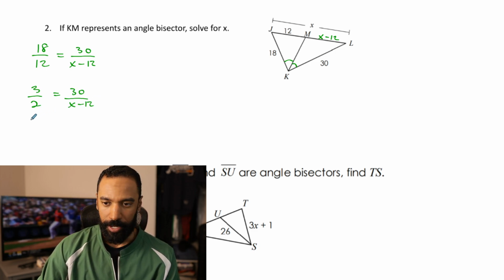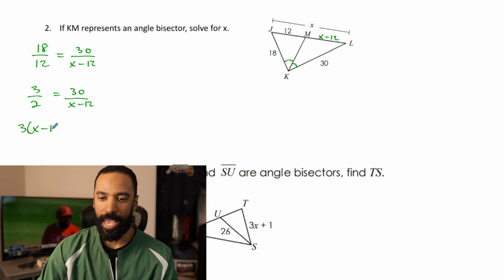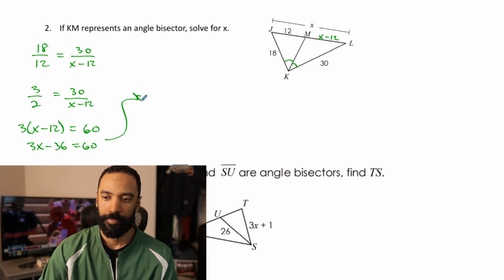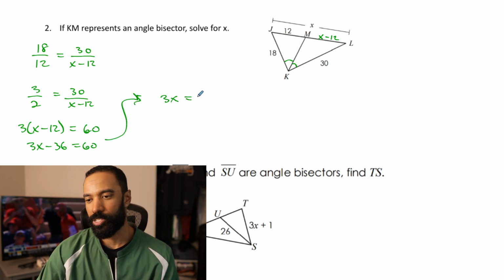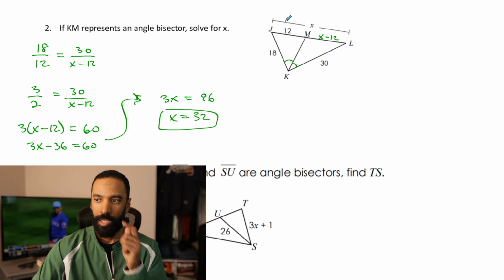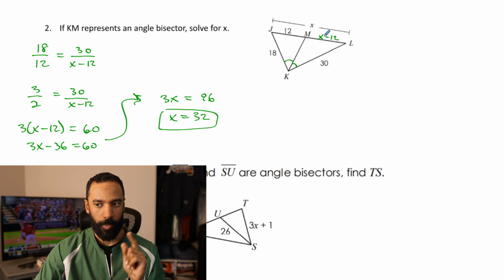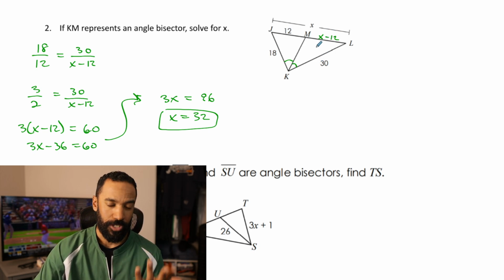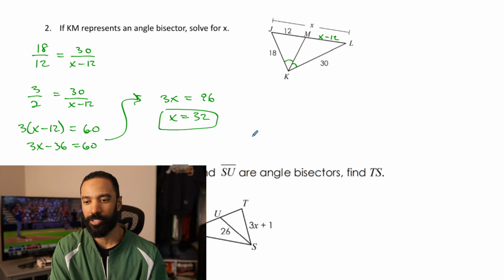And I'm going to cross multiply and all that. So 3 times x minus 12 equals 2 times 30, which is 60. I get 3x equals 96 and x equals 32. If x was 32, then x minus 12 is 20. 18 over 12 is 3 halves. 30 over 20 is 3 halves. That does work out. That's the answer.